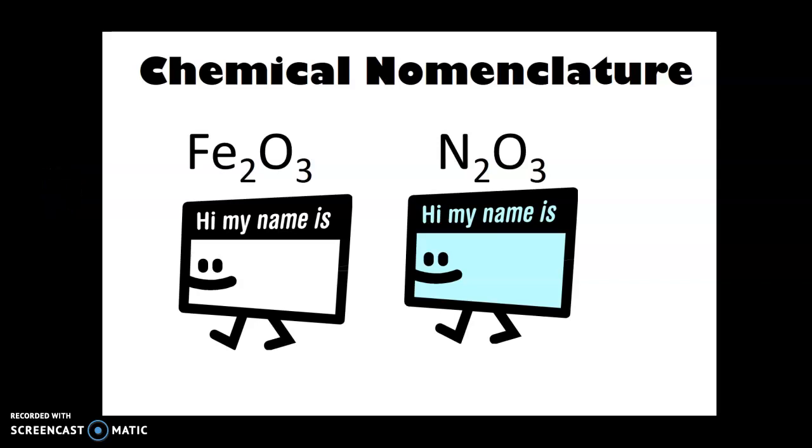Hello, this is Mrs. Westmoreland, and this is a lesson on chemical nomenclature, which is really just the rules that we use for naming compounds. And there will be a different set of rules for naming those that are ionic compared to those that are covalent.